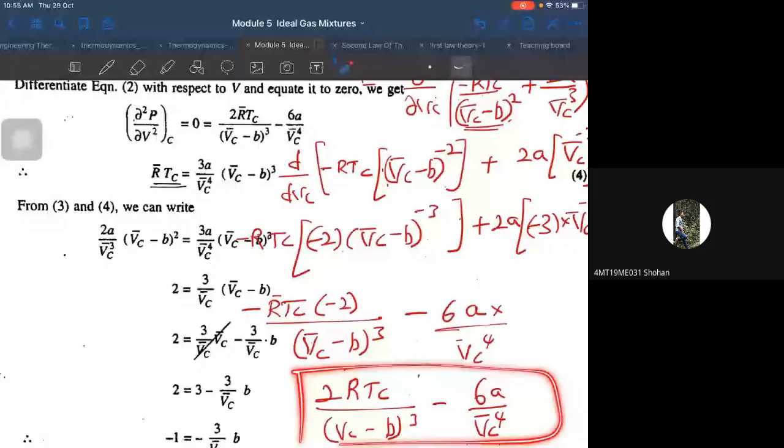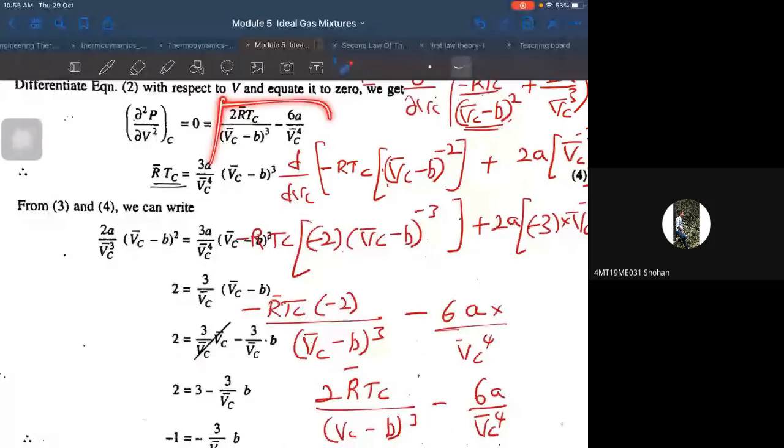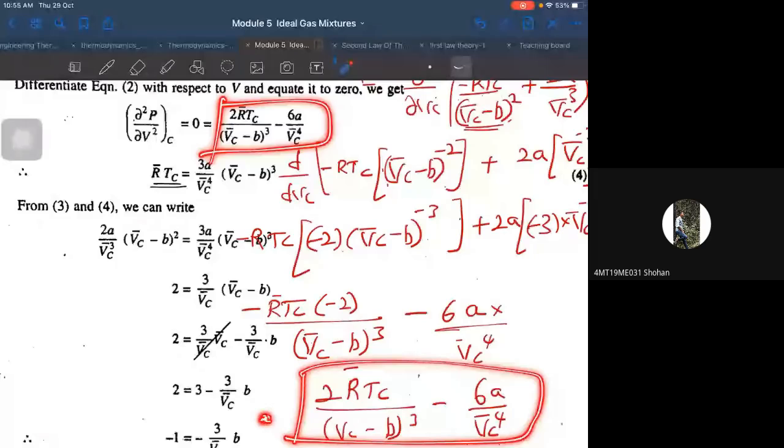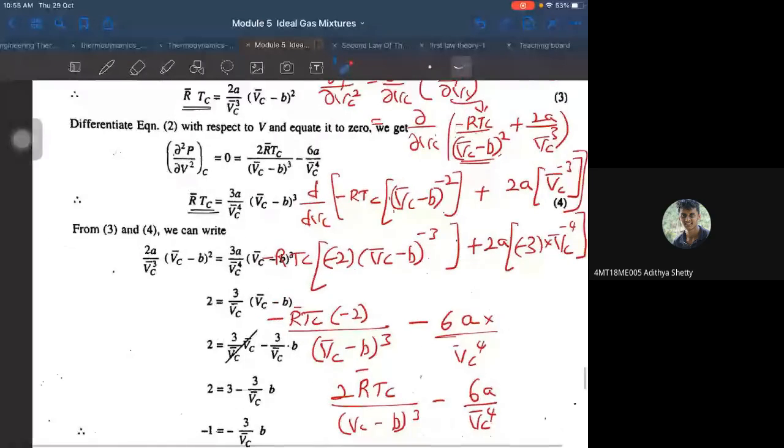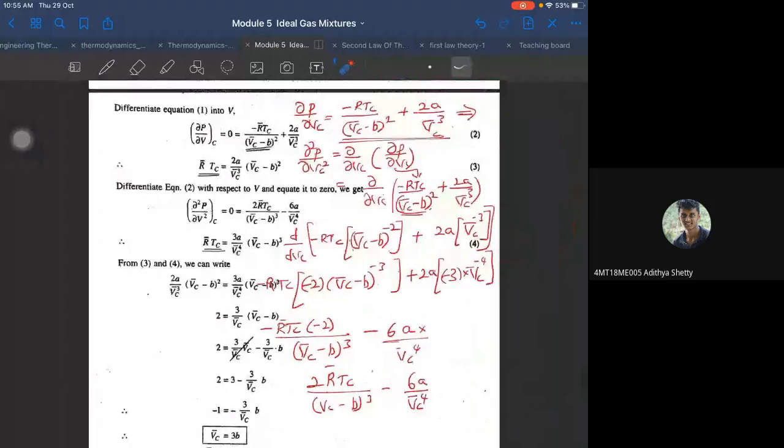Where is it? Here it is. So this expression is this expression. Okay? Understood? Any doubts? It is just a differentiation. Shall we move further? Yes, sir. Okay.